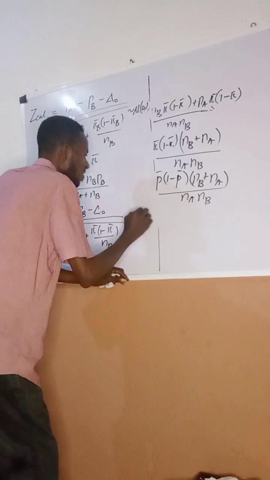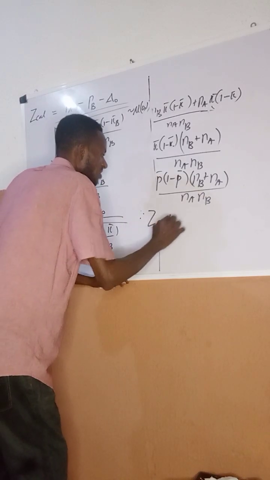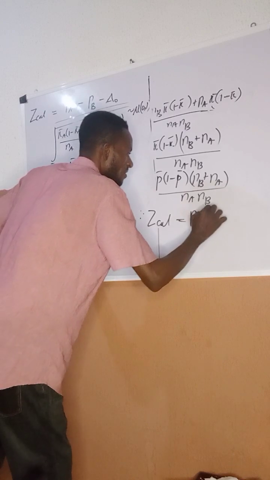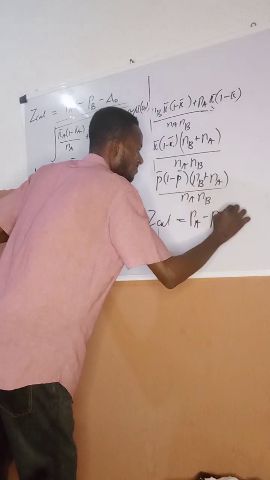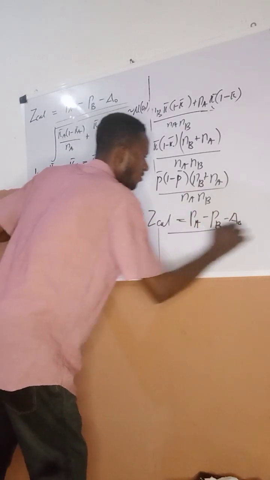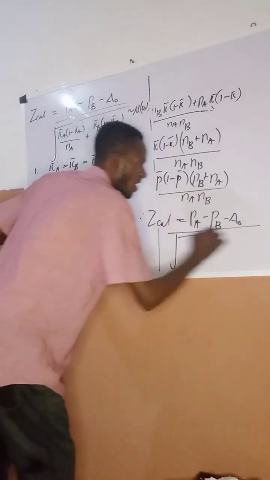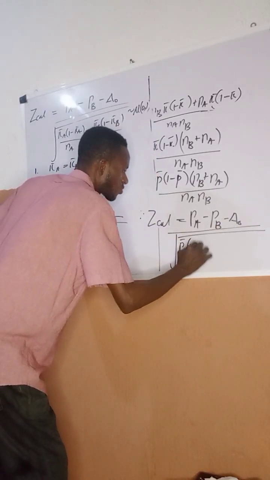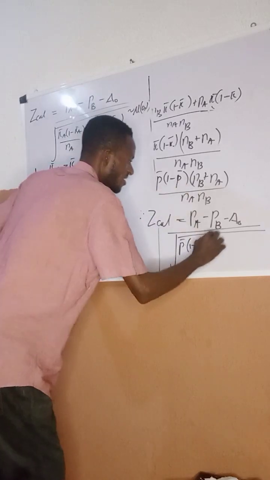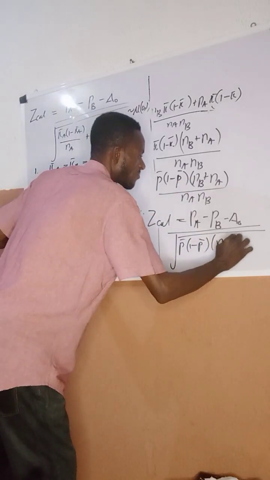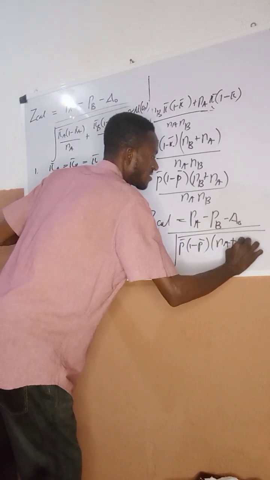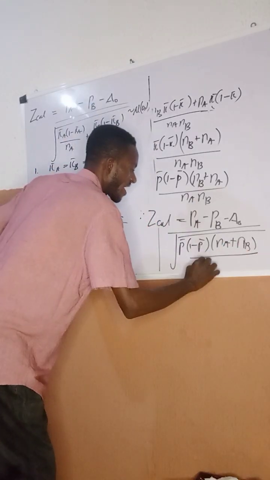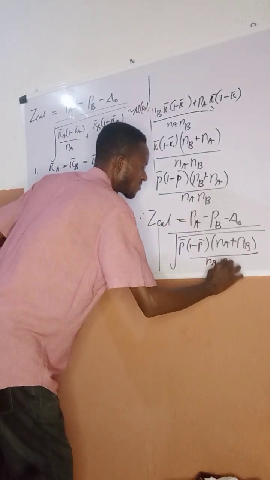I will say therefore my z-cal equals P of A minus P of B, minus delta 0, all over the general square root. Here what I have is P bar into 1 minus P bar, then into n of A plus n of B, all over n of A, n of B.